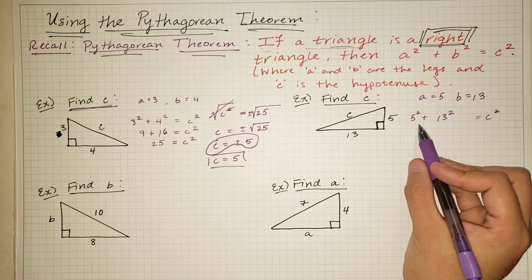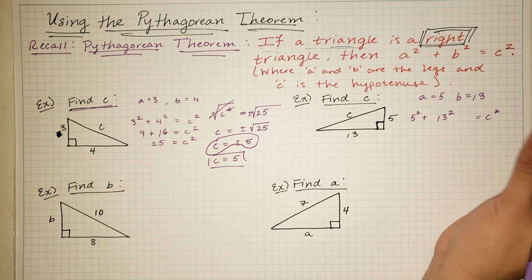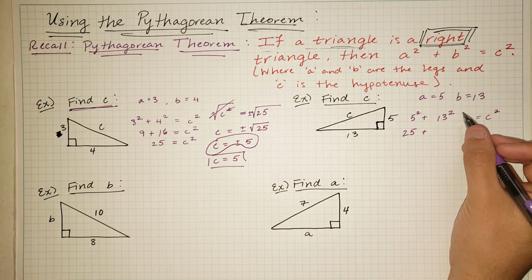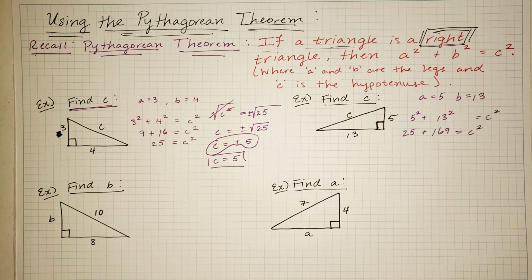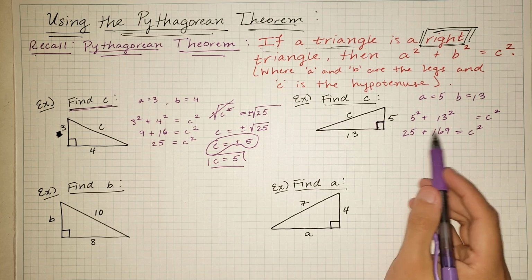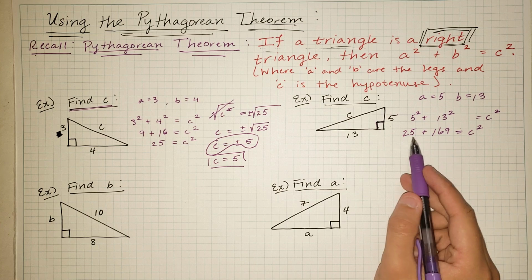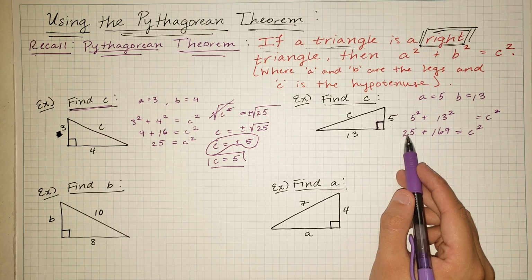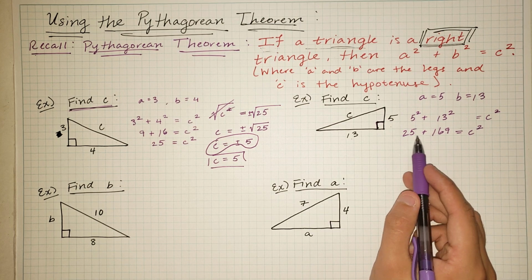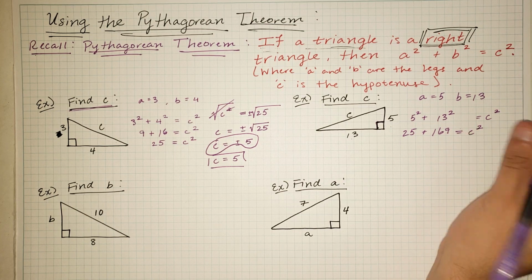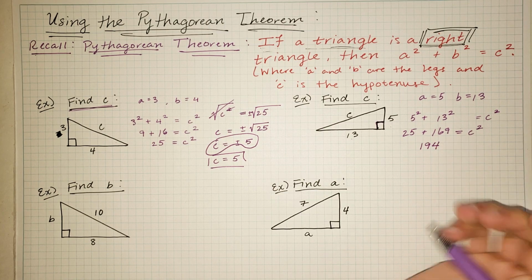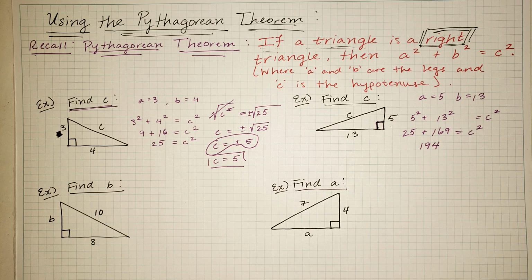Now what's 5 squared? 5 squared is 5 times 5, which is 25, plus 13 squared, which is 169, equals c squared. Now you want to do 25 plus 169. Adding numbers like this can be difficult sometimes, so what I would do is take one away from 25 and make the 169 a 170. Instead of 25 plus 169, I would do 24 plus 170. 24 plus 170 is 194. It's a little bit easier that way, in my opinion, or if you just saw it, you could do it that way also. But we get 194, and that's equal to c squared.